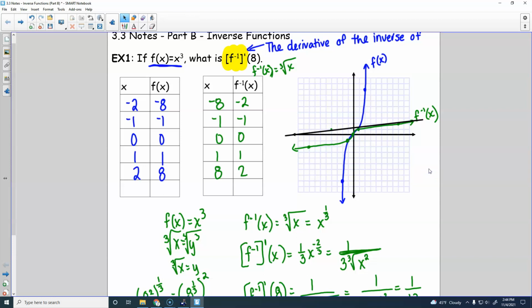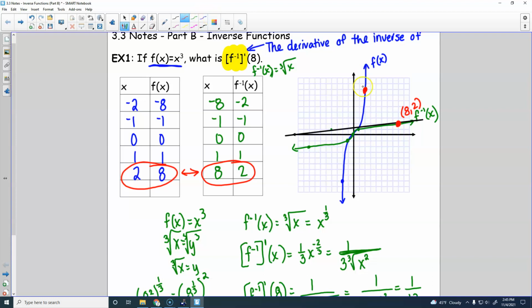But here's what I want you to notice. This point right here was on my inverse, right? It was the point 8, 2. So what is the corresponding point that goes with it on f of x? 2, 8, right? So 2, 8 is right here. Okay.